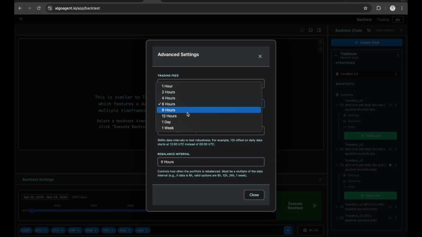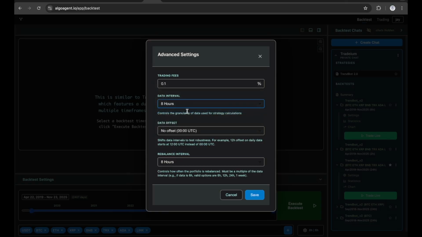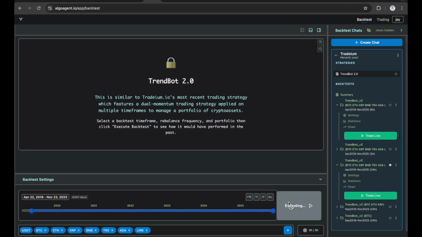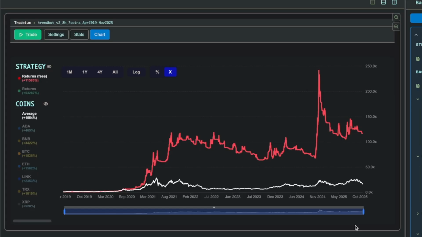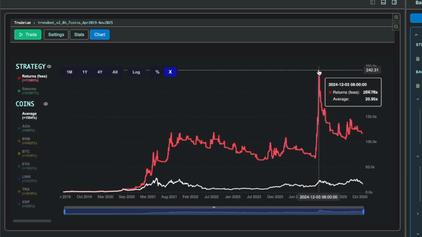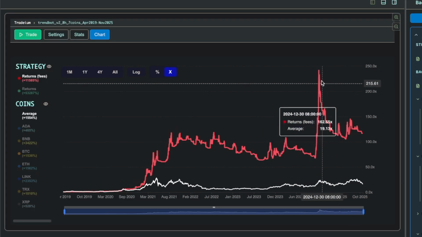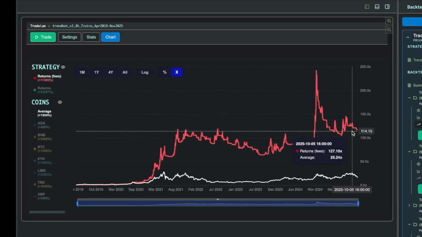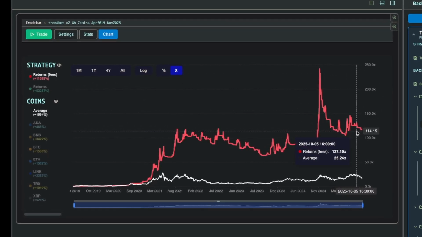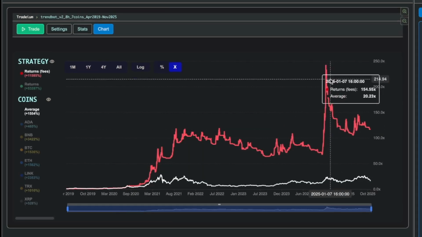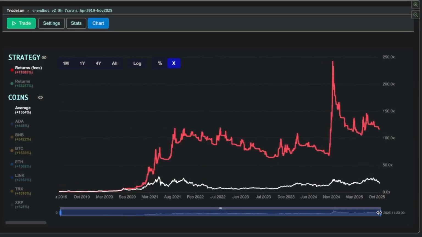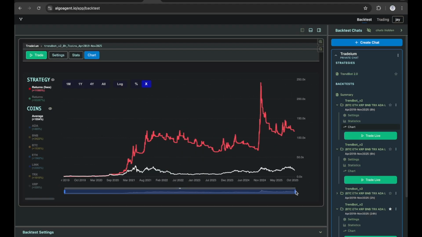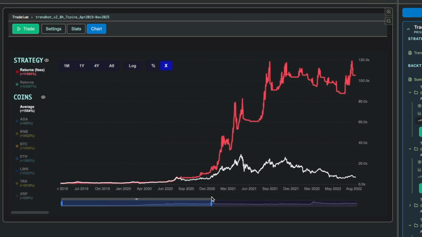Let's try 8-hour now. Wow. Now we're getting somewhere. This drawdown is pretty bad, and that was recent. So to our brains, we have a recency bias, so this strategy would be tough. But as you can see in last bull market, it was insane. Over 100 times your money during that period.